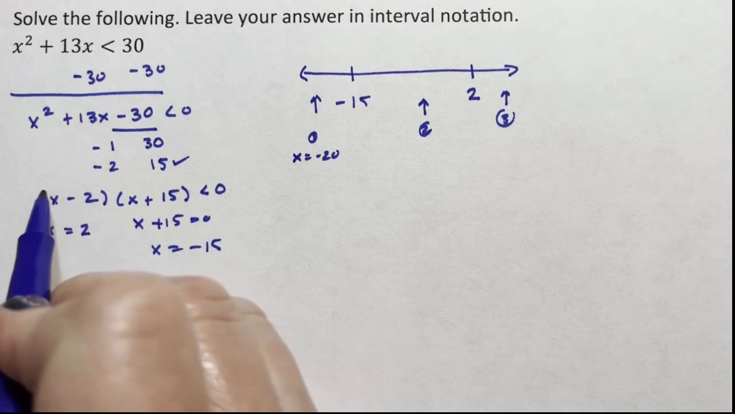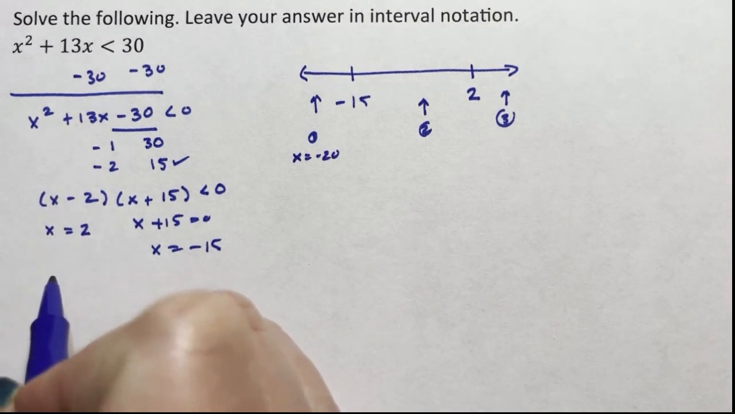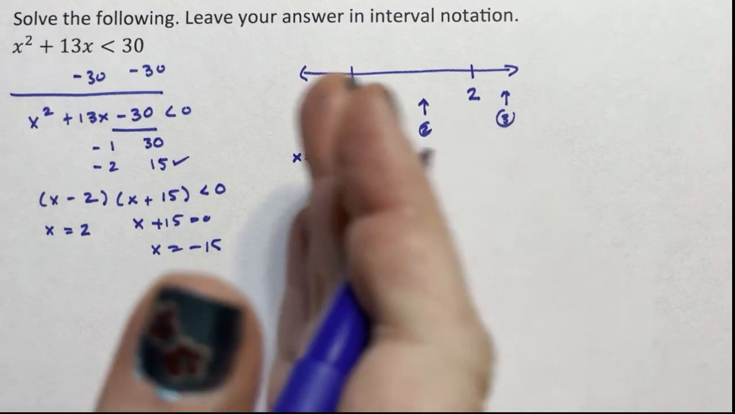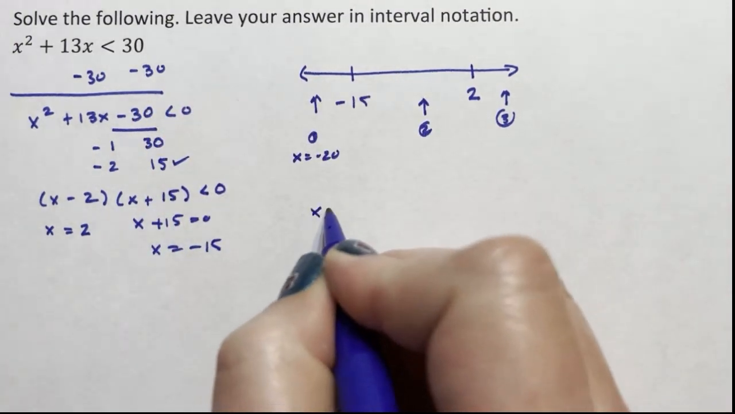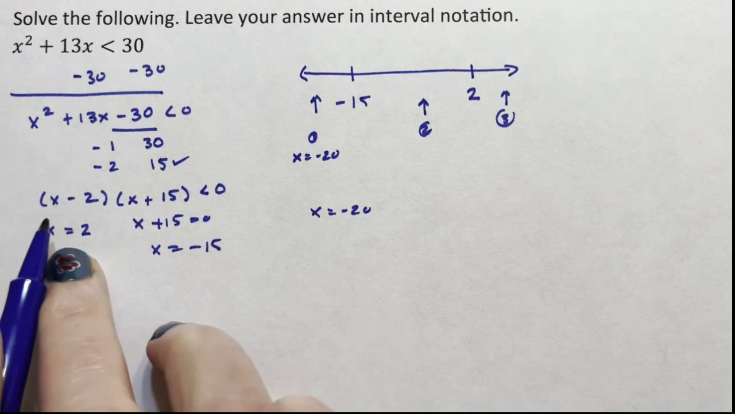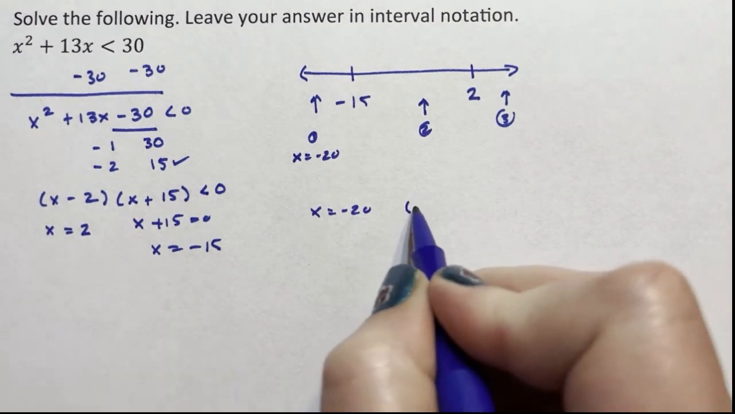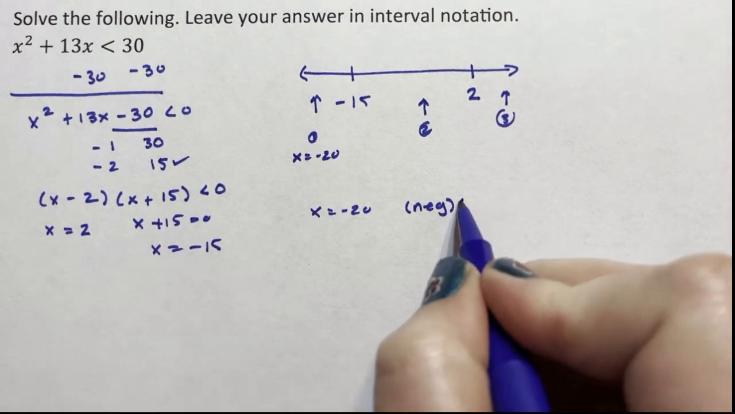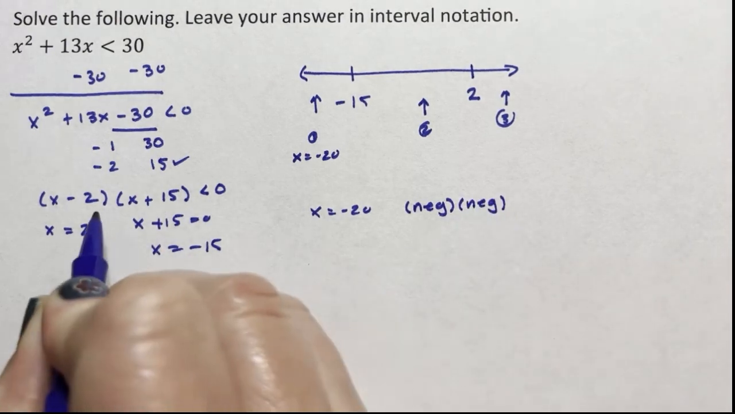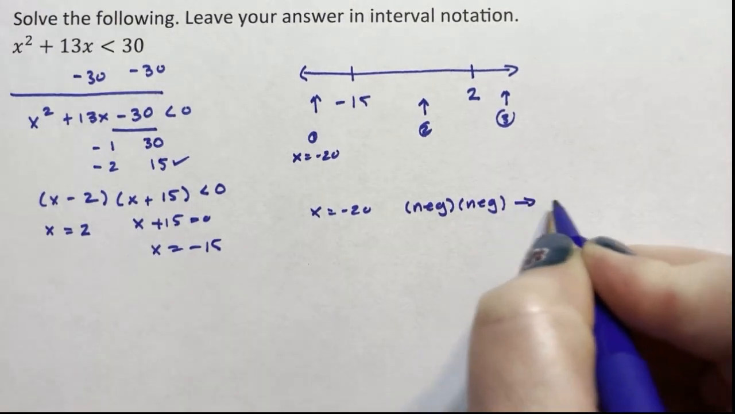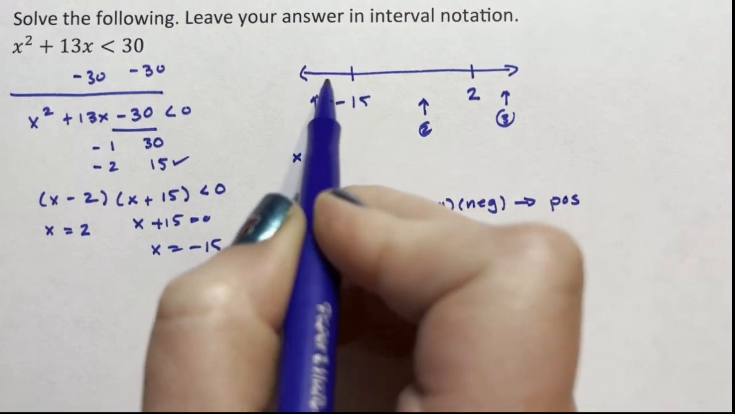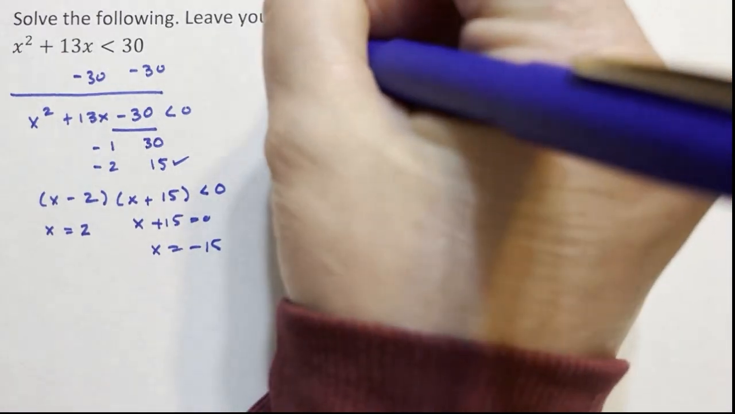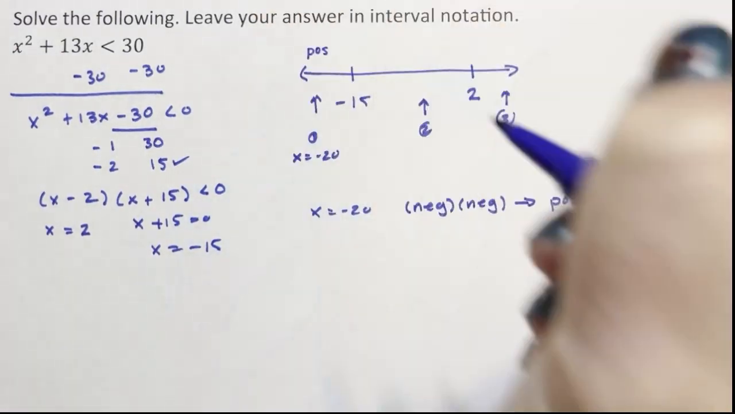I'm not really taking x equals negative 20, I'm just taking a negative number. But if I think about negative 20, negative 20 minus 2 is negative. Negative 20 plus 15 is also negative. A negative times a negative, that's positive. That means anything on this interval is a negative times a negative. Anything on this interval is positive.